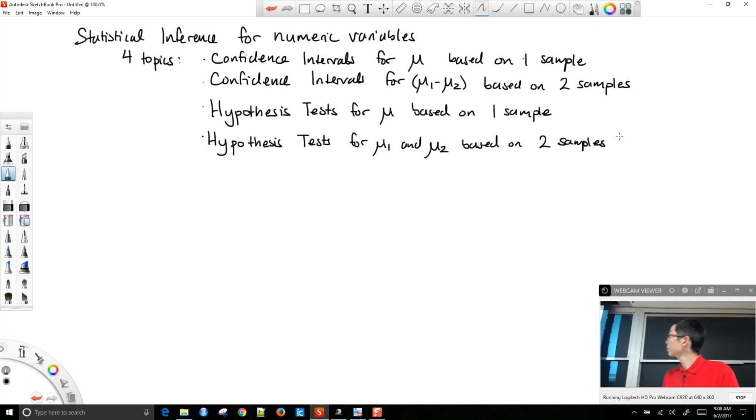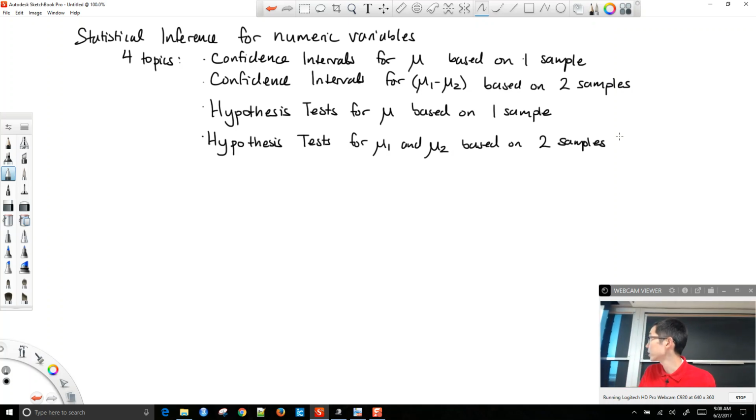Okay. And we've pretty much covered the equivalent of these for proportions, when we were dealing with categorical variables. Those would be things like the proportion of people that have a cat. You either have a cat or you don't. Or the proportion of M&Ms that are red. The M&M is either red or it's not. Those are categorical variables.